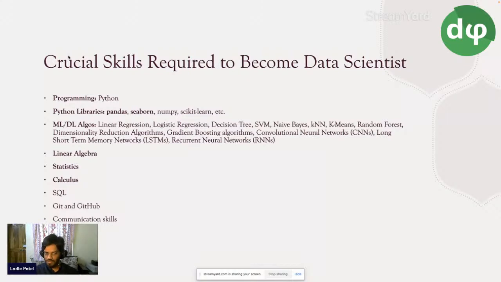Python, basics of Python is enough. You don't have to become a Python developer. You don't have to learn Python to become a Python developer, a software engineer. So only essential Python, the basics of Python, is required.